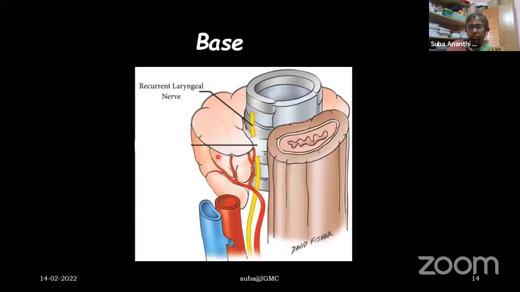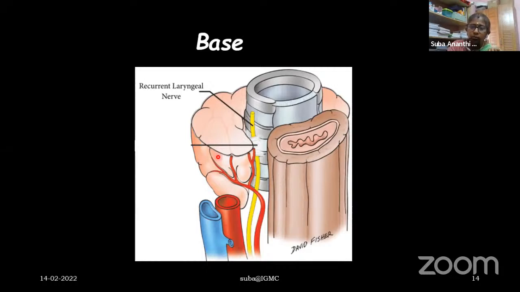Moving on to the base. The base is related to two structures. We have the inferior thyroid artery. This inferior thyroid artery is a branch of the thyrocervical trunk, which in turn is a branch of the subclavian artery. This is not accompanied by a vein. The inferior thyroid vein does not accompany the inferior thyroid artery. So we have only the inferior thyroid artery.